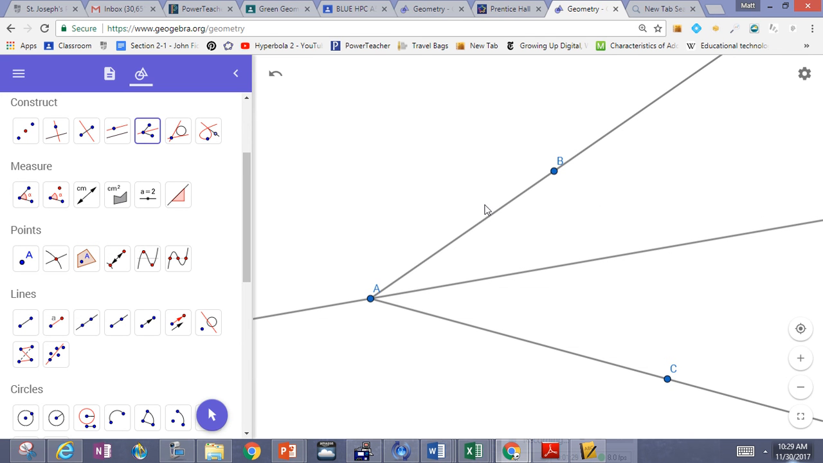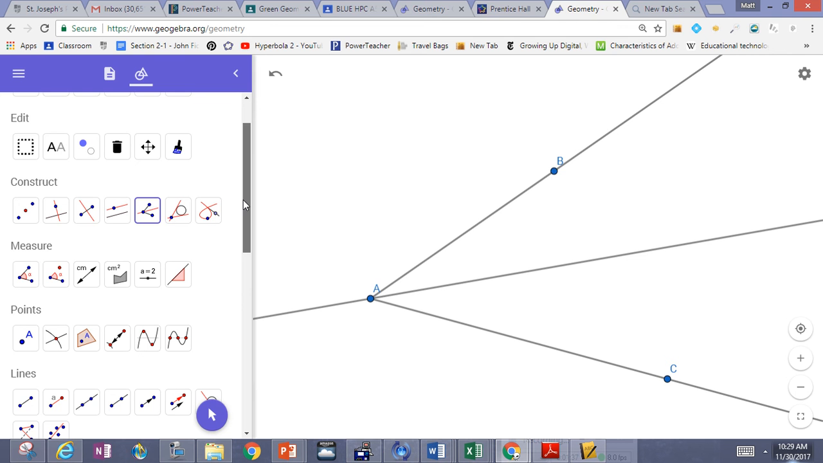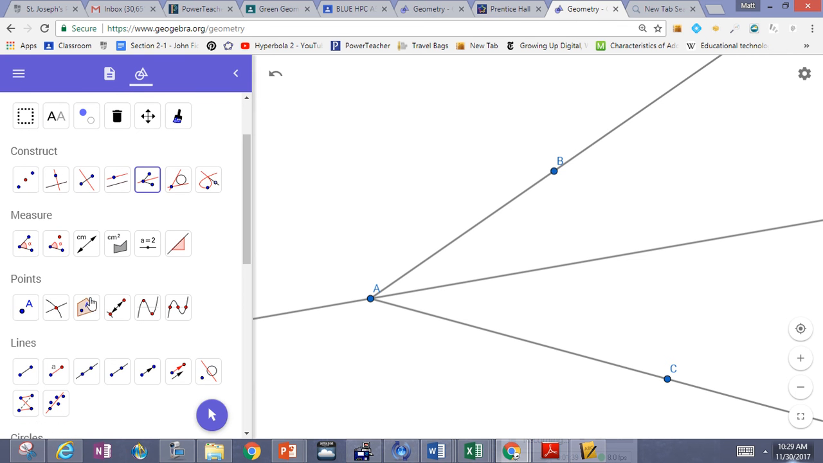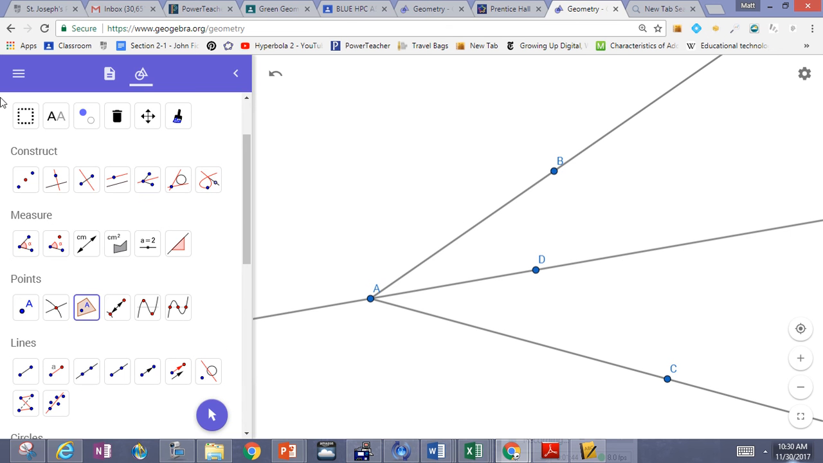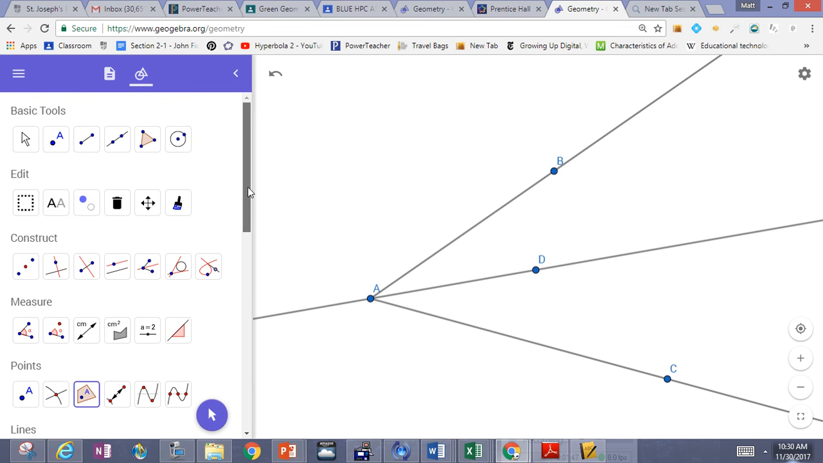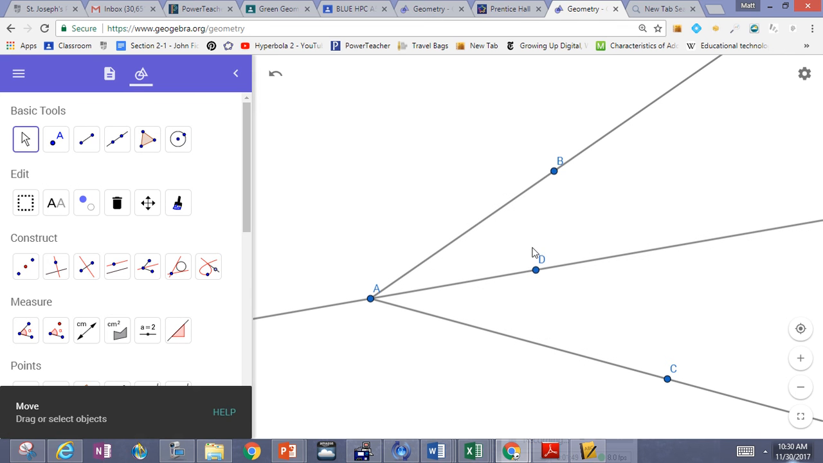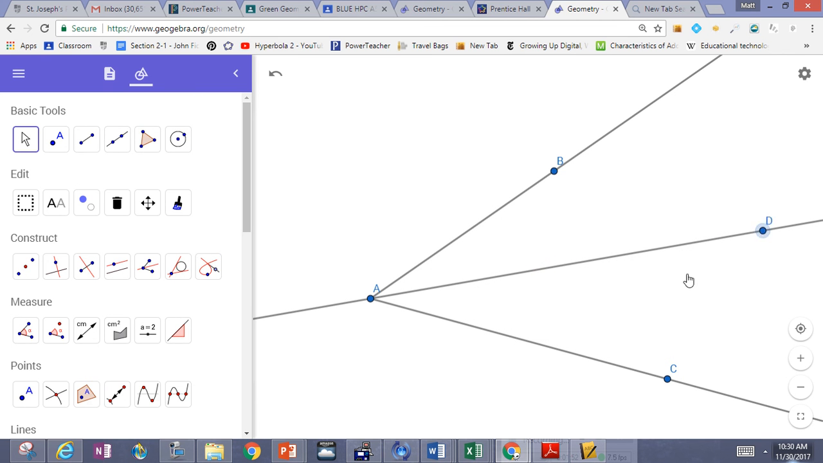We've got to put a point on the angle bisector. To put a point on, we go to the point tool. Here's the point tool, and we're just going to click on that bisector, and there's my point. Now that point, as you can see, is free to move about. The theorem says that this point is just as far from this side of the angle as it is from the side AC.